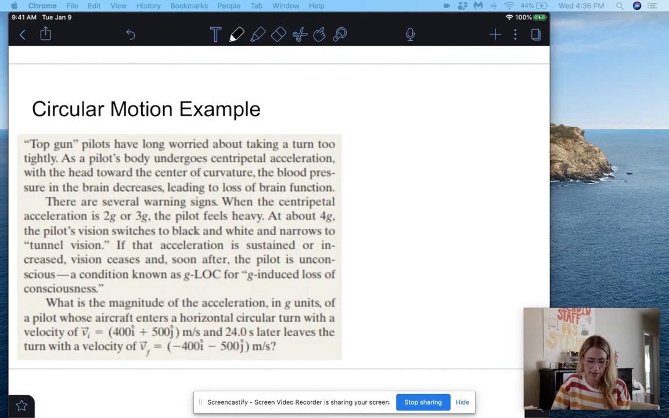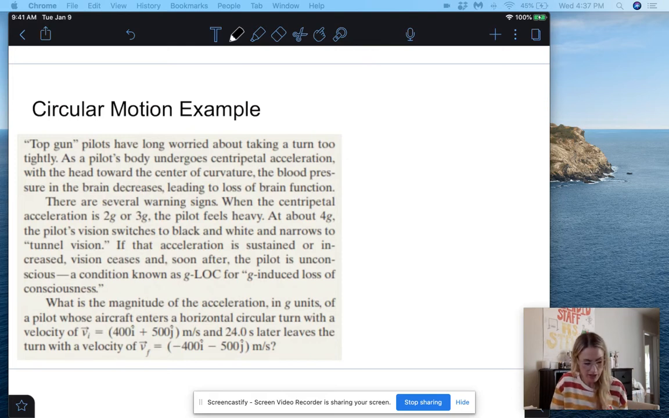Let's do an example for uniform circular motion. So we have Top Gun pilots have long worried about taking a turn too tightly. As a pilot's body undergoes centripetal acceleration with the head towards the center of curvature, the blood pressure in the brain decreases, leading to loss of brain function. There are several warning signs.